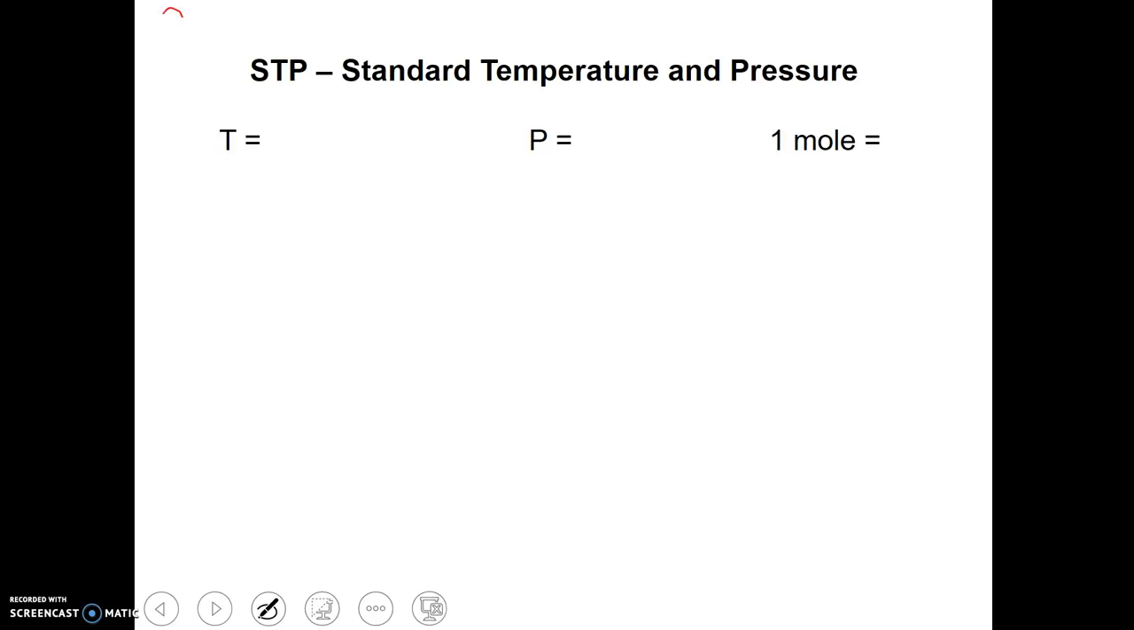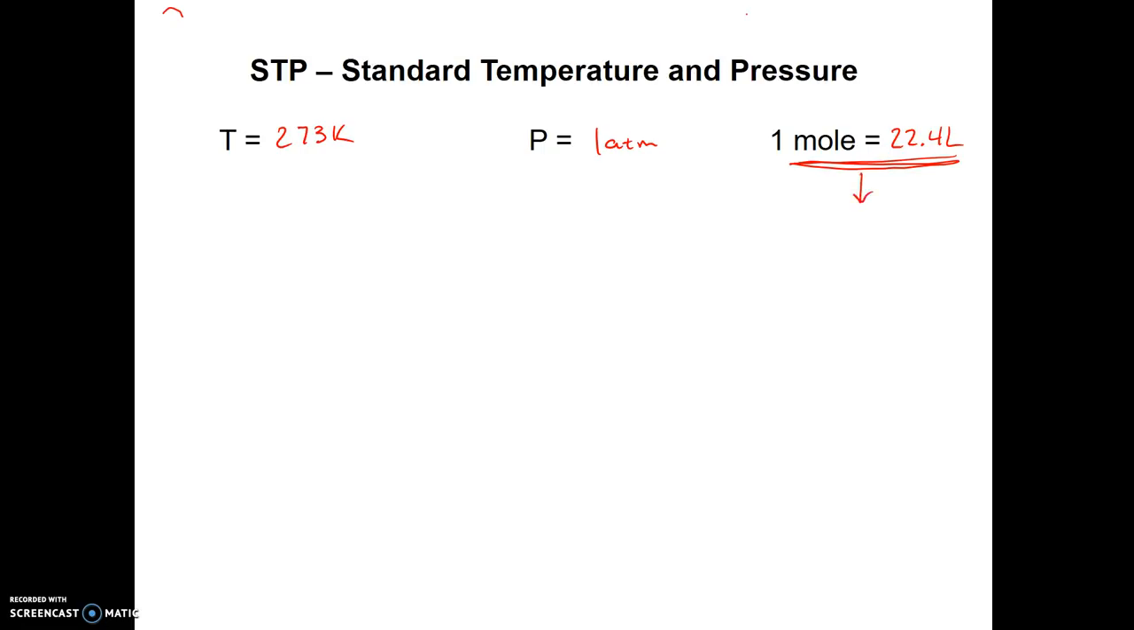Now remember, standard temperature is 273 Kelvin, standard pressure is 1 atm, and 1 mole is equal to 22.4 liters. So this value is something new that we are adding in, and so we can use it as an extra way to maneuver through our gas unit.